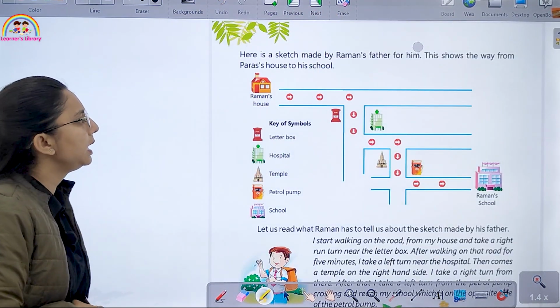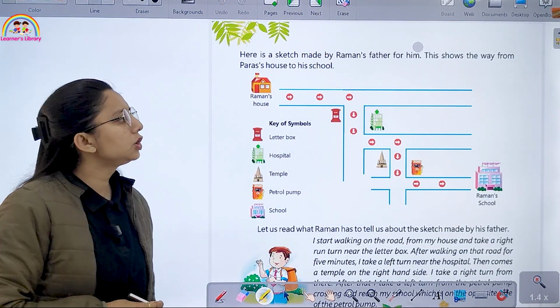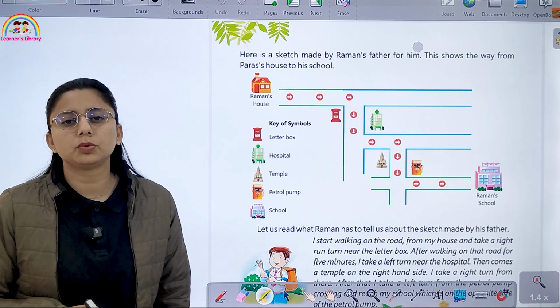Now here is a sketch made by Raman's father for him. This shows the way from Raman's house to his school.